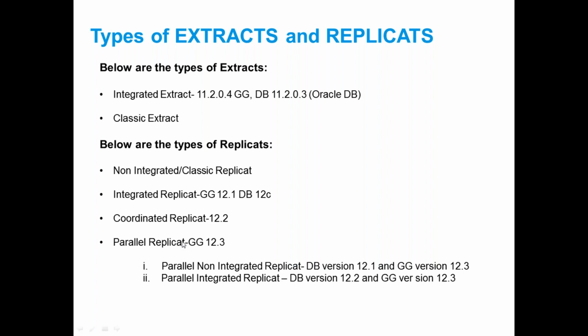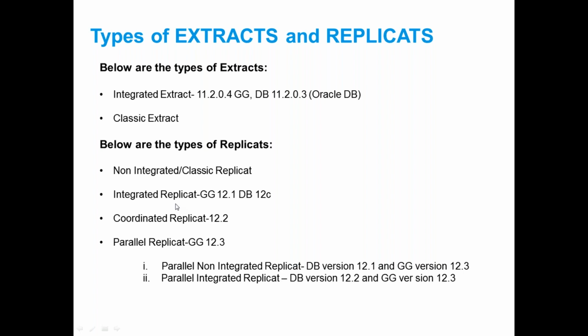Just to give you an overview, I'll be providing the architecture later on. So extract captures the data from the source database, and replicate process applies the data to the target database. So two types of extracts are integrated extract and classic extract, and different types of replicate include non-integrated replicate, integrated replicate, which is available from Golden Gate version 12.2 and database 12c. Then there is coordinated replicate, which is available from Golden Gate version 12.2. Then there is parallel replicate, which has been introduced recently from Golden Gate version 12.3.